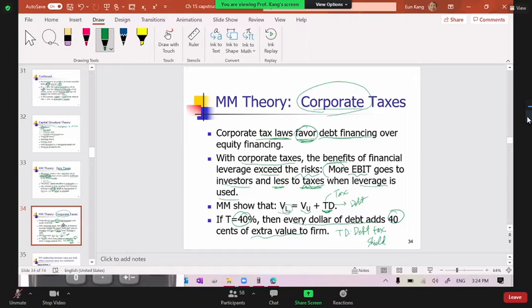Theory has lots of unrealistic assumptions and so on. So from MM theory, all you get is simply one aspect of that. That is what? If you use debt, then you have tax benefit. That's it. That's it.